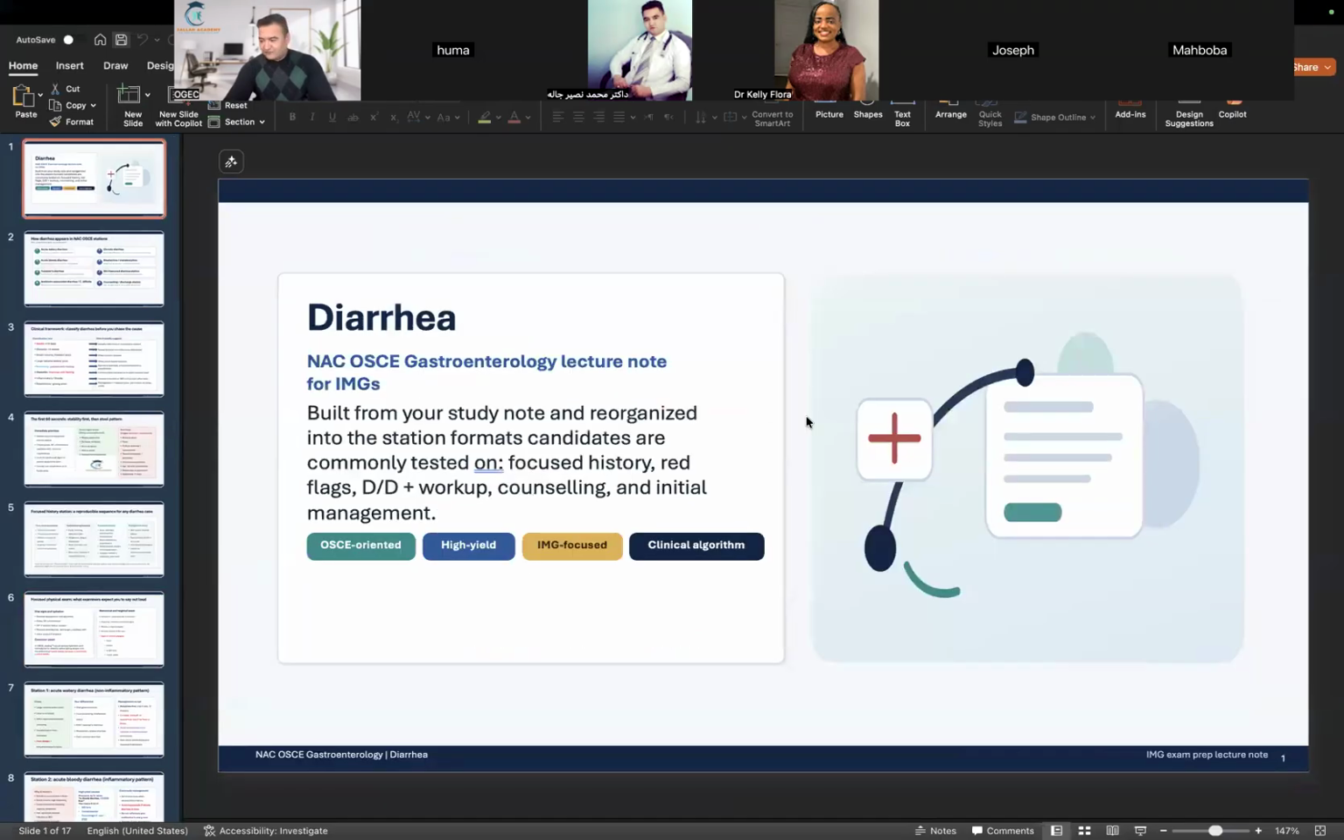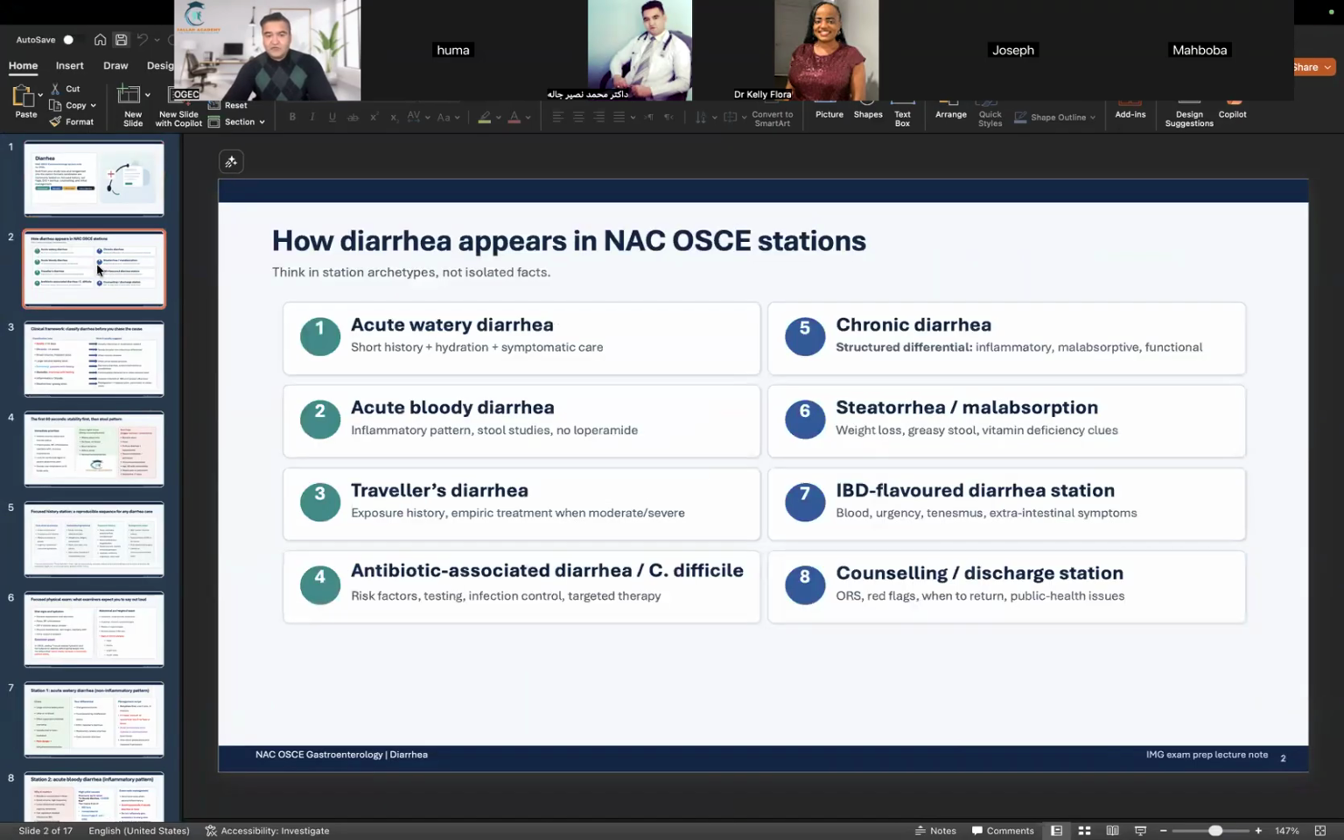So, diarrhea, very commonly tested, NACOSK and MCQ. How does diarrhea appear in a NACOSK station? First of all, acute watery diarrhea: short history, hydration, symptomatic care. If it is acute bloody diarrhea, remember it is more likely to be inflammatory or infectious, so it means that we need to do a culture.